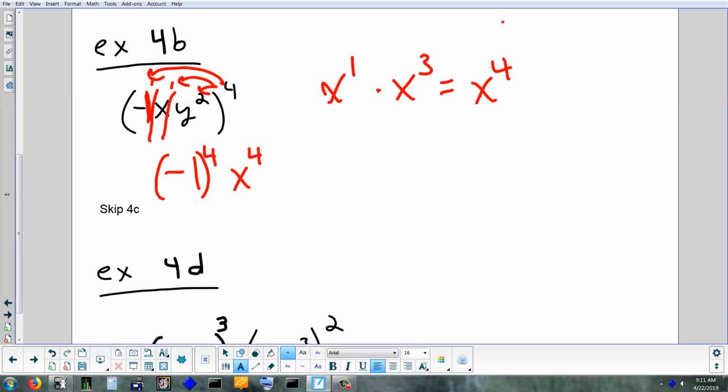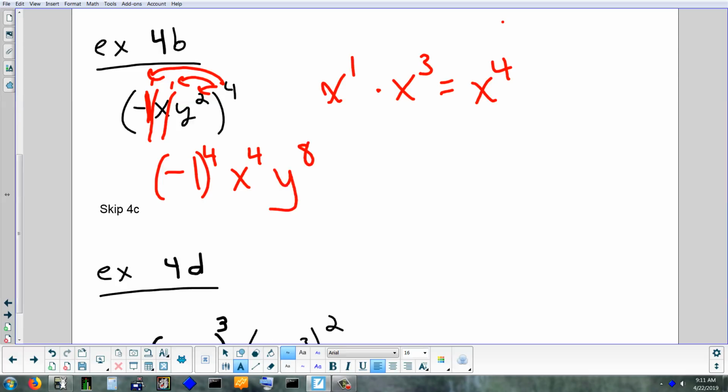How about, Matt, how about my y's? Y to the what? Don't say 6. So y will stay, and then you would put the 2. Okay, so Bethany got x to the 4th by doing 4 times 1. So what's the exponent going to be with my y? 8. 4 times 2, not 6. We're not adding them, we're multiplying.